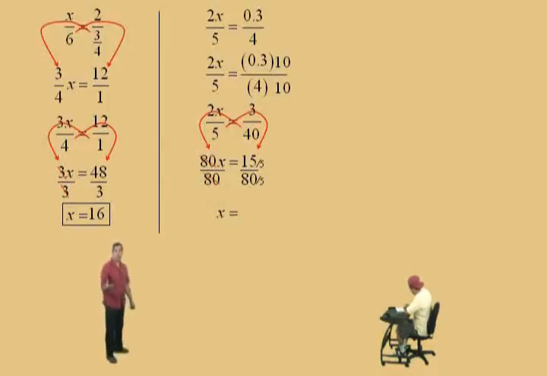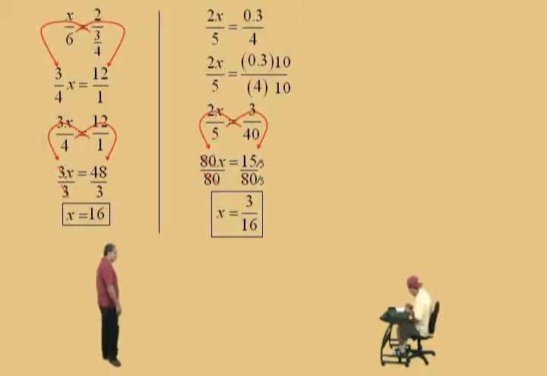But now we can reduce by dividing the top and the bottom by 5. This is a little bit tricky. What's 15 divided by 5, Charlie? 3. And 80 divided by 5 is 16. Very nice there, Charlie. All right, so that's our answer, 3 over 16.